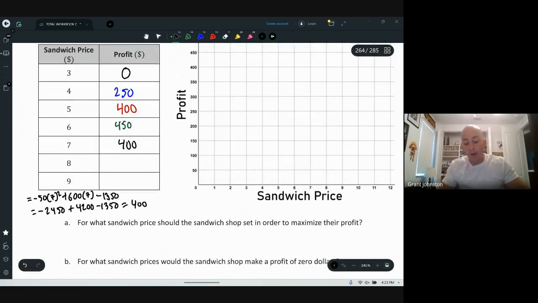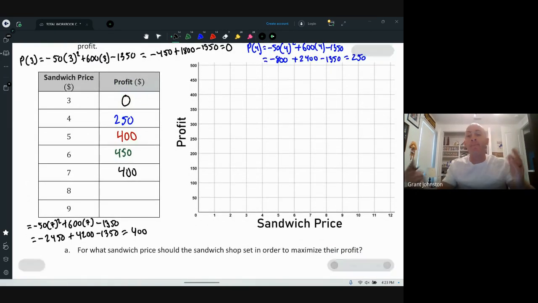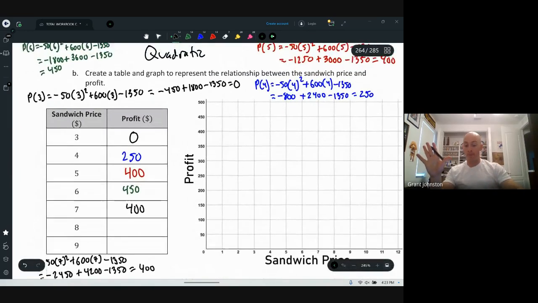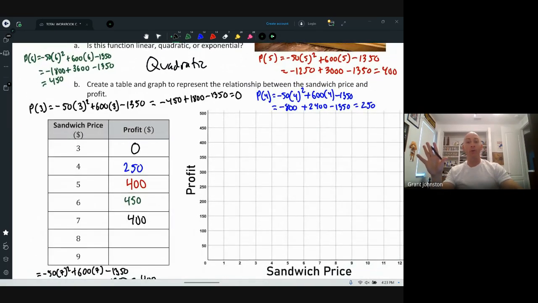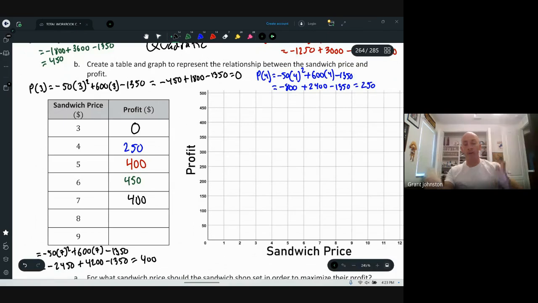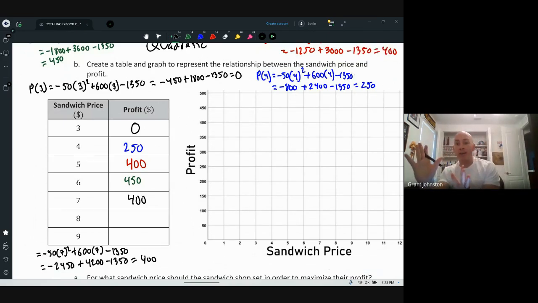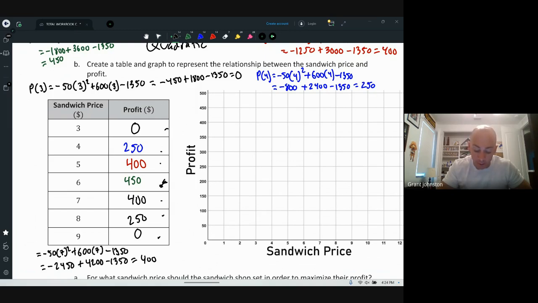Now I've got to substitute an 8, but listen, I think you've seen me do enough of these, so you can do out the rest. I'm telling you, though, this is quadratic, and the next one is going to be 250, and the last one is going to be 0. If you look at it, it goes 0, 250, 400, 450, and then it drops back down to 400, 250, 0. I'm not going to write out the rest of the work there. So let me plot it.